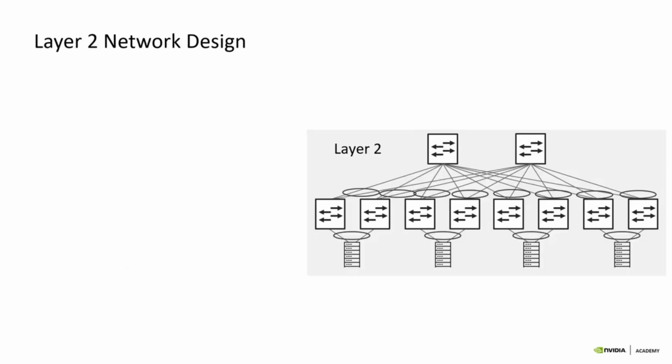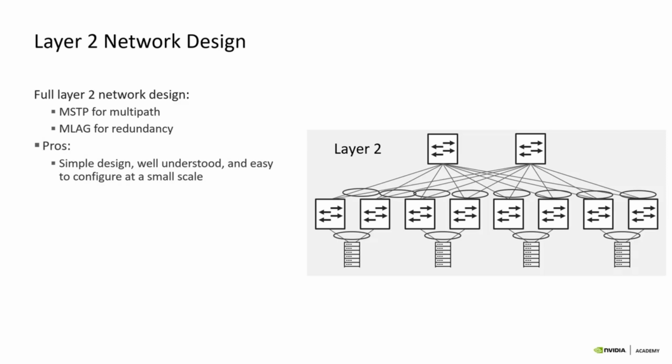Let's now summarize what we've learned about a full Layer 2 network design. We need to configure MSTP for multipath support and MLAG for redundancy. While it may be a simple design, well understood and easy to configure on a small scale, Layer 2 protocols are difficult to manage at scale.